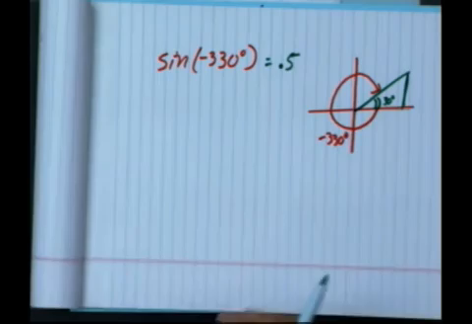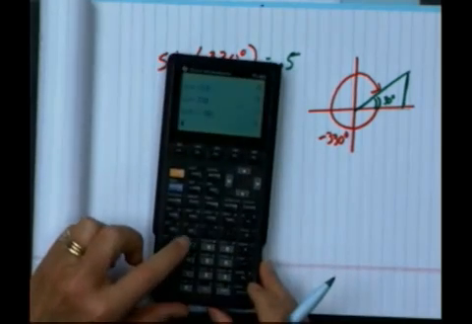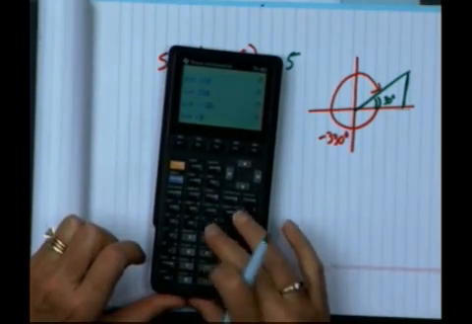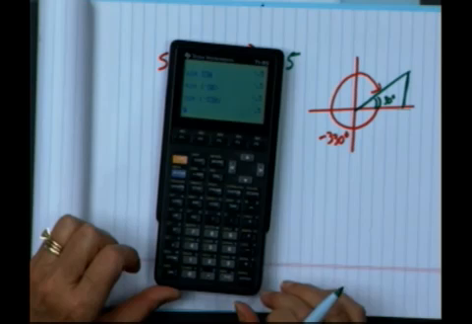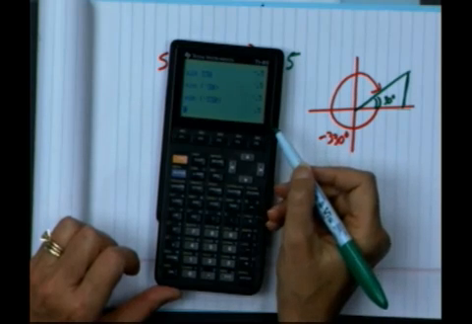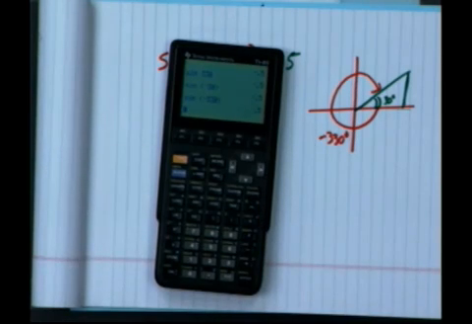All right, so let's just put it in here. The sine, parentheses, negative 330 degrees, and there's your positive 0.5. Okay, so whether your trig function is negative or positive is determined by the quadrant you're in, the terminal side for your angle.